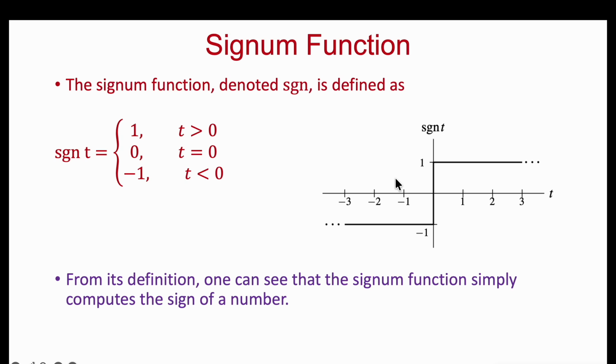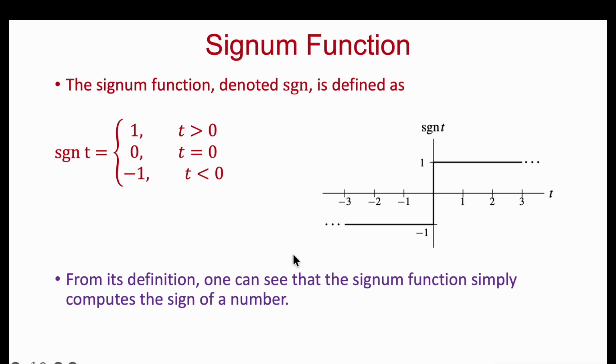Pictorially, you can see how the signal looks if you draw the x-axis as t, like a continuous time signal, and the y-axis as the signum of t. The center point is where t is equal to 0. If you have a positive value of t, the value of the signum function is equal to 1. But if t is towards the negative axis of the x-axis, then the value of the signum function is equal to -1.